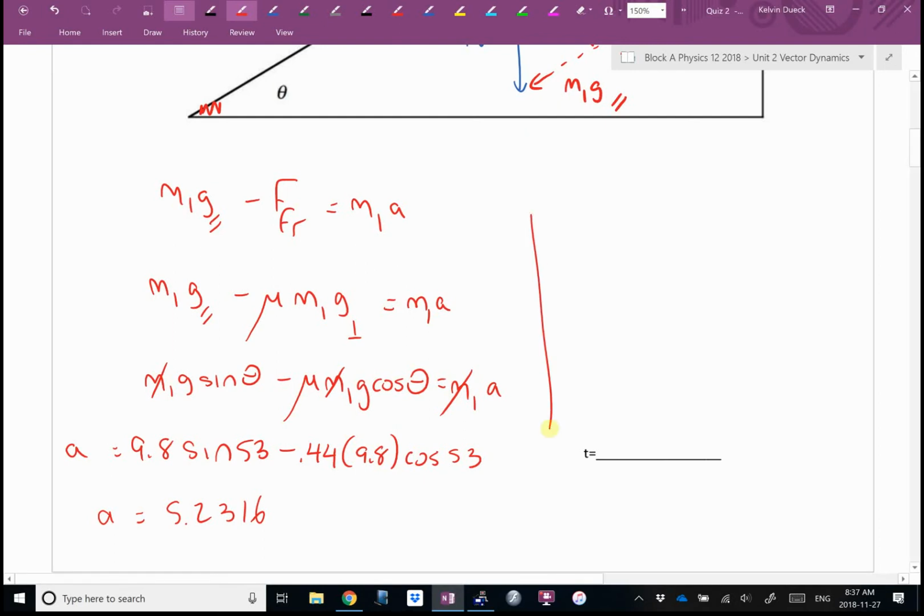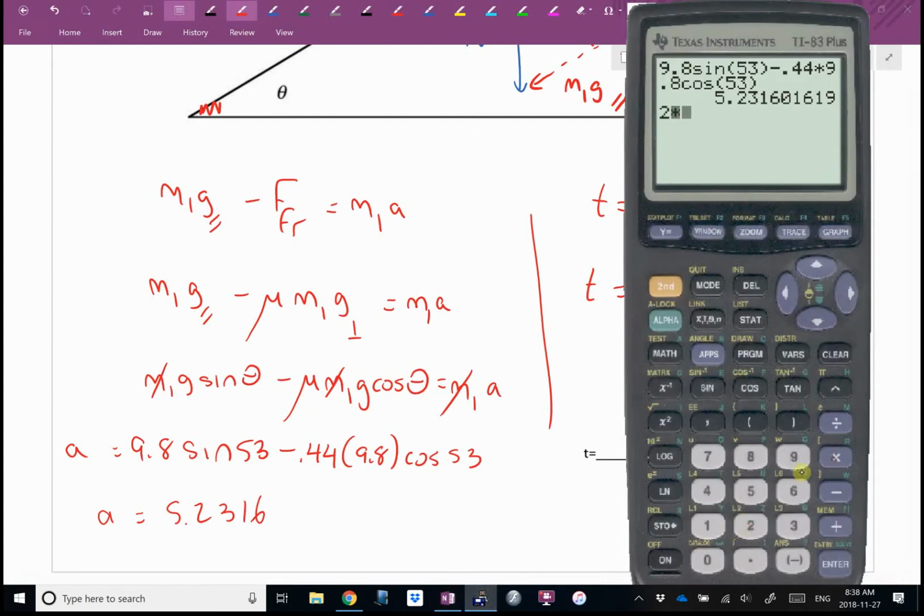All right, time equals the square root of 2 times d over a. Time equals the square root of, what was d? 4.8, all over 5.2316, although I'm going to use my answer button. 2 times 4.8 divided by answer button, square root of that.